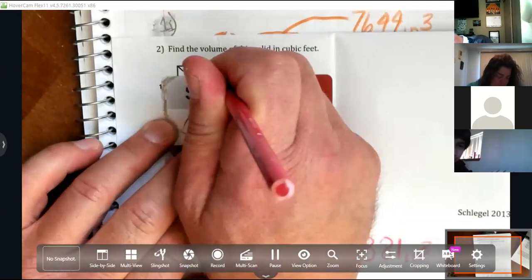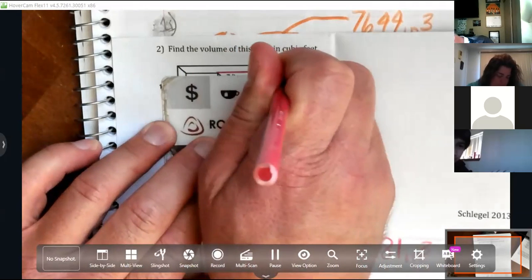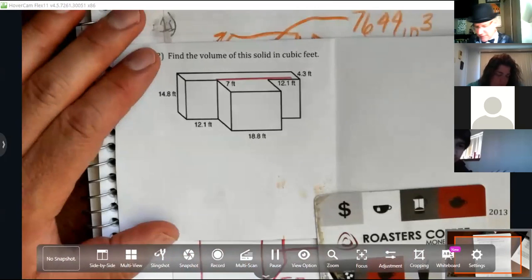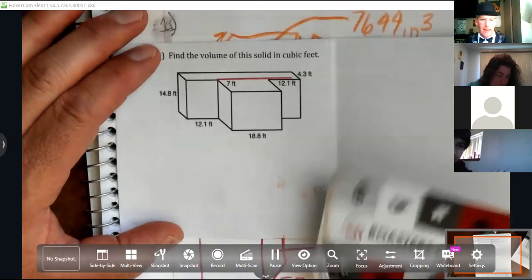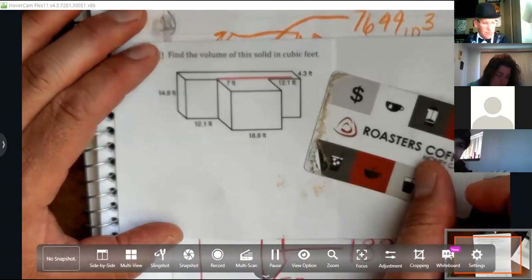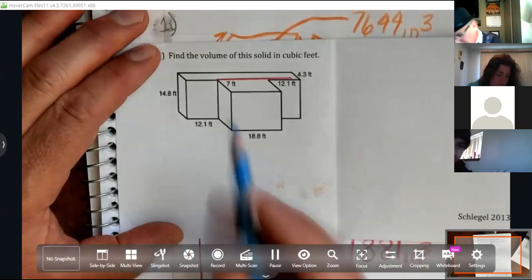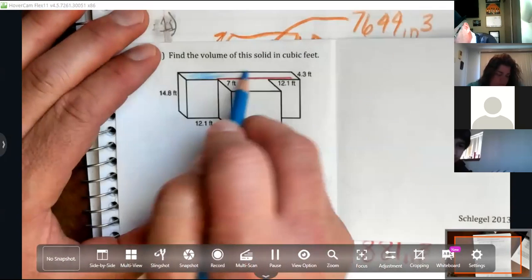All right, I'm going to use my straight edge. So we're going to chop this into, let's have a blue guy and a green guy, okay? Thank you, Roasters, for joining us today. Okay, so we're going to have a blue guy. So let's look at the back part. It's going to be Mr. Blue.